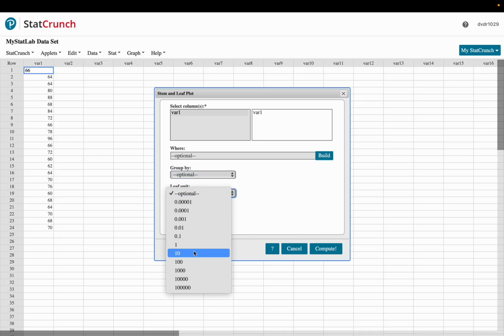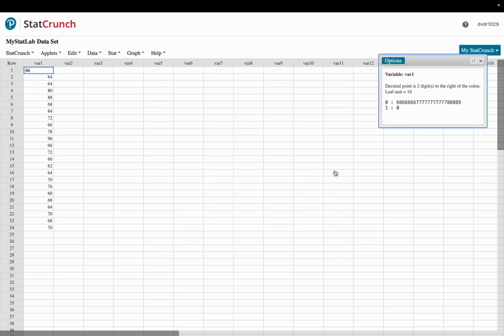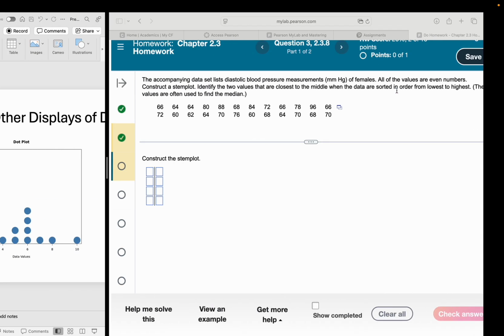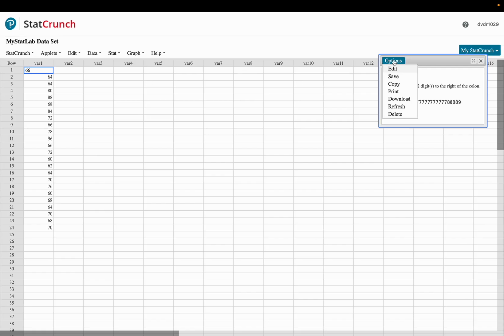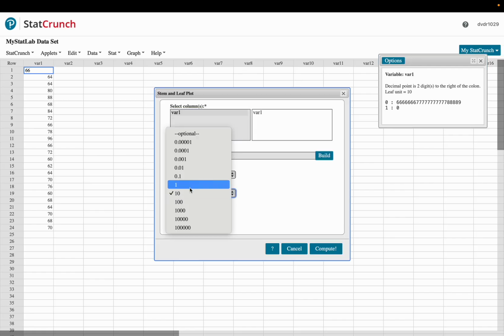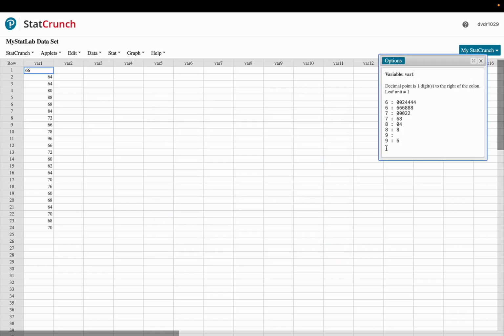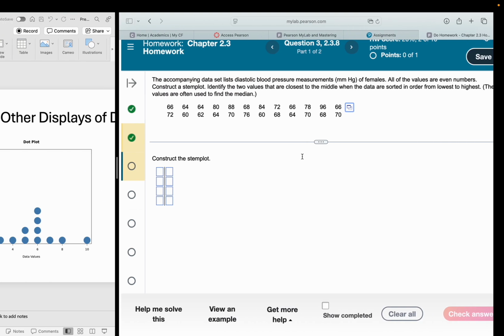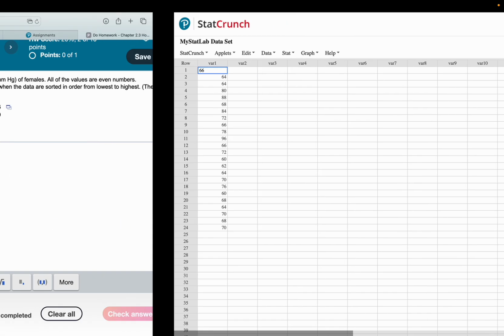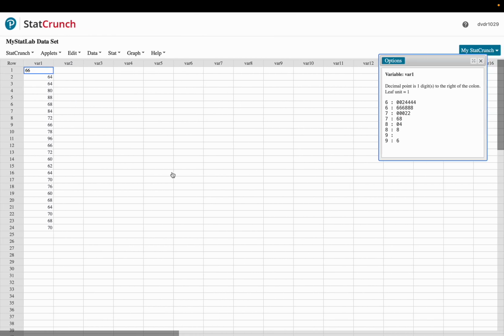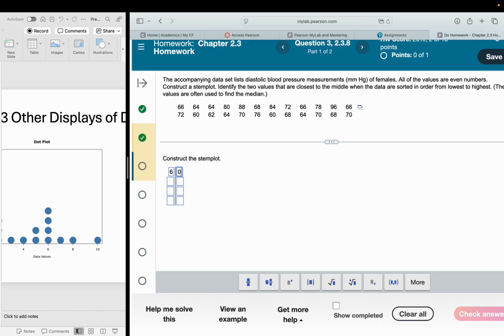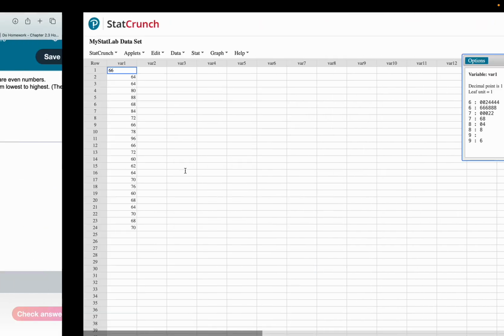Let's see here. Leaf unit probably is going to be the tens place. Compute. Whoops, maybe it's not the tens place. Maybe it's the ones place. Oh, the leaf unit. Sorry, I was thinking stem unit. There we go. All right, so that looks like my stem and leaf plot there. Now, that would help. And one thing also to know is that the way you type this, you'd have your 6, and then you would have your 0, 0, 2, and then four 4s. You're just going to type it like that. No spaces, no commas. You're just going to type the 6 and then each one of those leaves.